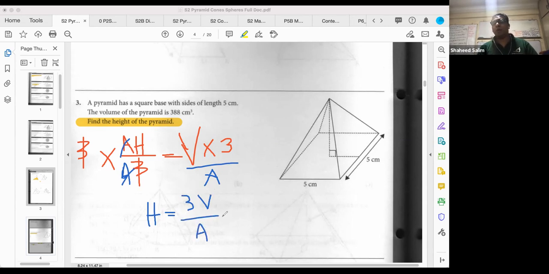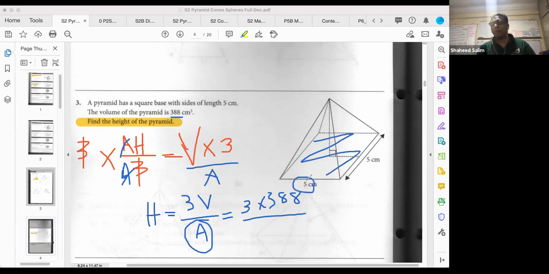So you must put in the values down here. Once you get this formula, you know what to do. 3 times volume. 3 times volume down here, they give you what? 388. Then divided by what? Divide by area. Where's the area? This is the part down here. How to find the area? 5 times 5 is the area. You can put down here 5 times 5 or 25.